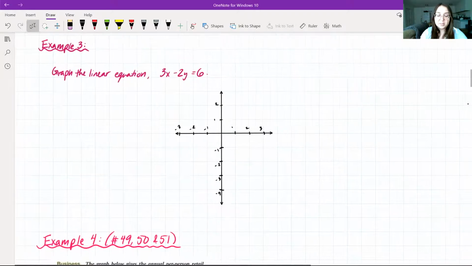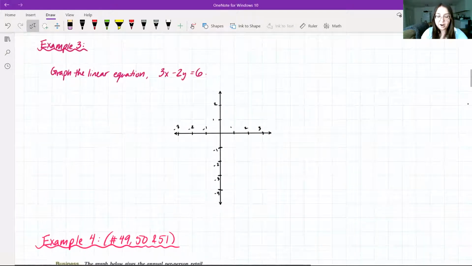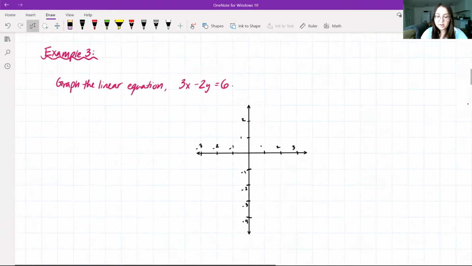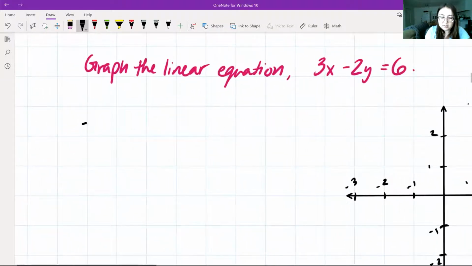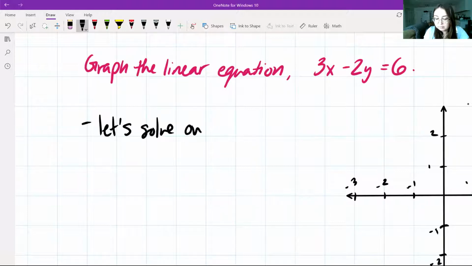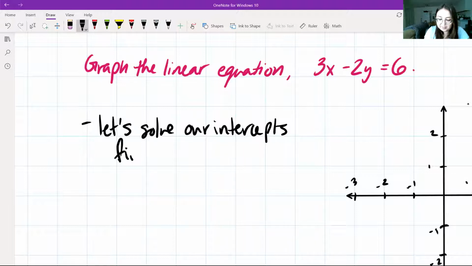All right, on to example 3 here. So all we're going to do is graph our linear equation, 3x - 2y = 6. So our equation here we see is in standard form, and what we want to do whenever we want to graph really anything is solve for our intercepts first. So let's solve our intercepts first. And let's write first in here.